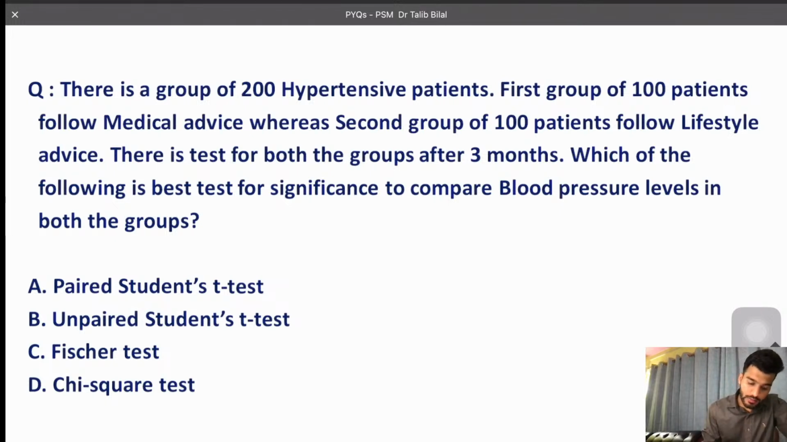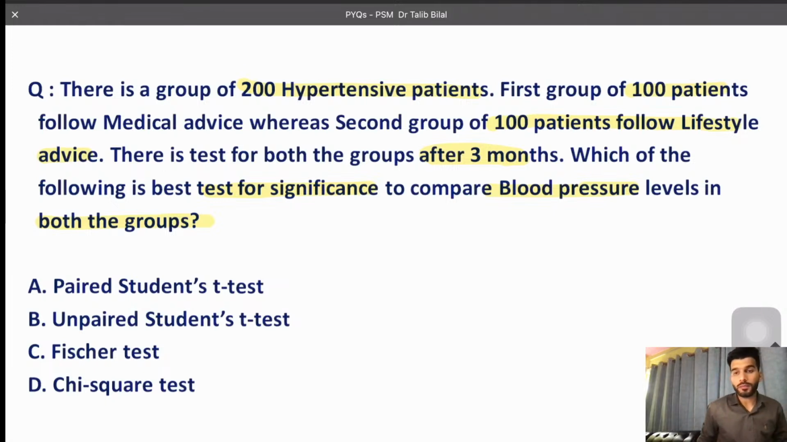Question number one. There is a group of 200 hypertensive patients. The first group of 100 patients follow medical advice, whereas the second group of 100 patients follow lifestyle advice. There is a test for both the groups after 3 months. Which of the following is the best test for significance to compare the blood pressure levels in both the groups? Comment down your answers. What can be the answer for the particular question?